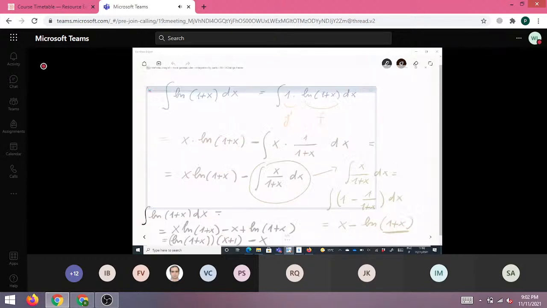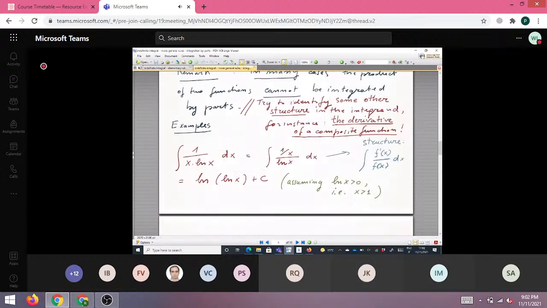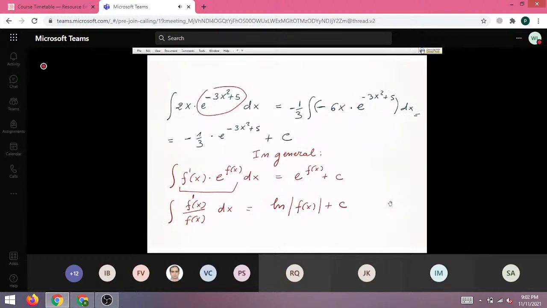Now, what about different situations in which we have products or ratios between functions, but we don't have to apply integration by parts because it doesn't work or it is not convenient. So this is one typical example. Here I have the product between two functions, but it's not useful to apply integration by parts.